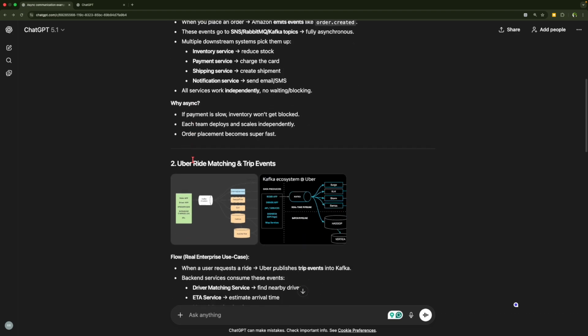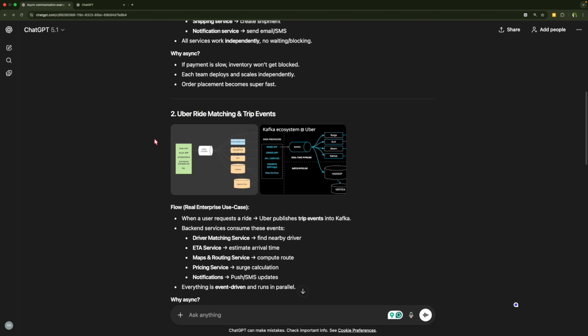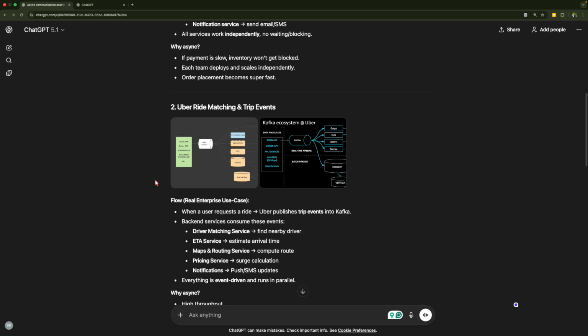Okay, the next example we have is Uber ride matching. Once we book a ride, in the backend there are multiple things that need to be processed at the same time. For example, the driver matching request has to be triggered. Then the ETA service, where we also need to know the estimated time of arrival at the same time. Then the routing, that is, computing the route between the source and destination. Then the pricing service, then the notifications. So all of these things need to be done in parallel once the request for the ride is raised, right?